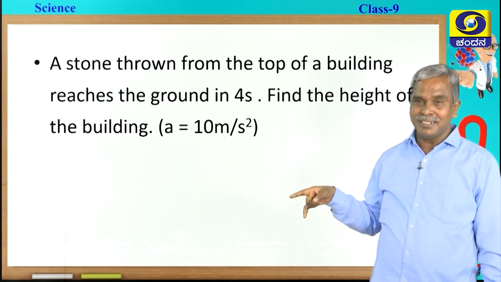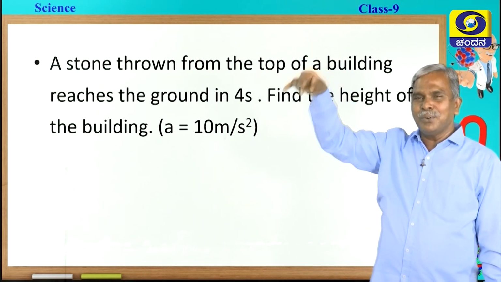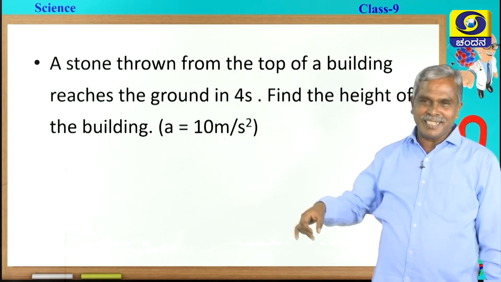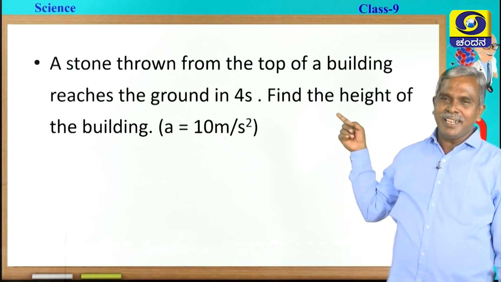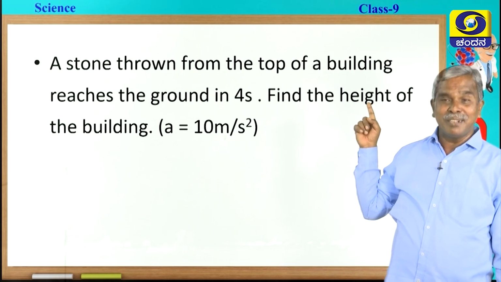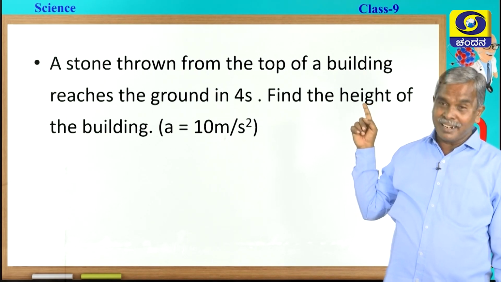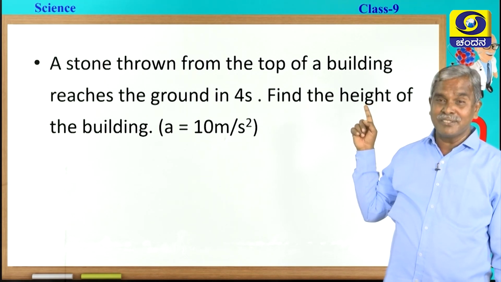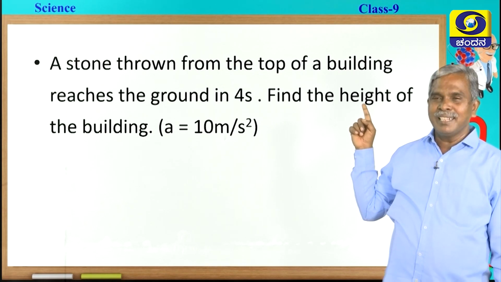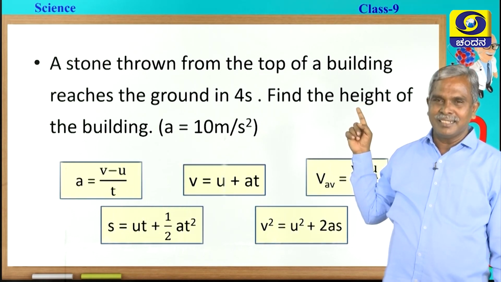U is given. It reaches the ground in 4 seconds. They had given T. Find the height. Very clearly, they had given height, which means nothing but S. Height or distance travelled will be represented by small s. And they had given A also, very clearly.